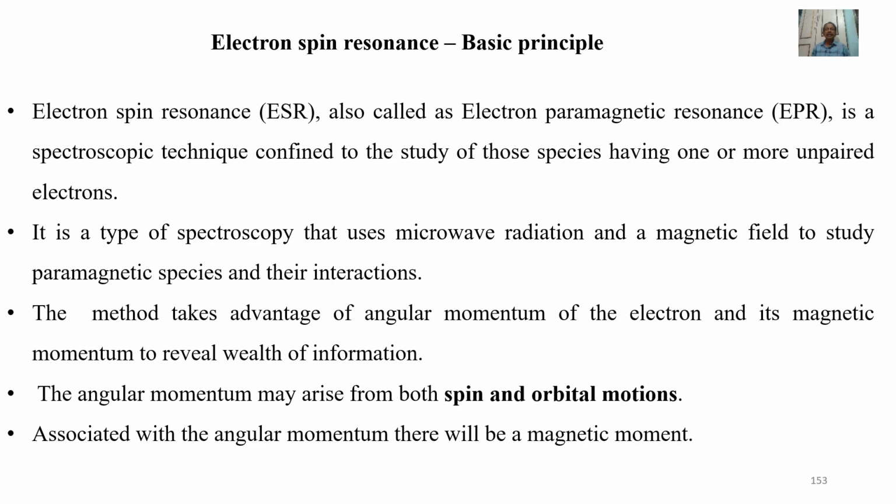Let us learn electron spin resonance (ESR) and its basic principle. Electron spin resonance, or electron paramagnetic resonance (EPR), or electron magnetic resonance (EMR). ESR detects transitions between energy levels of unpaired electrons. It uses microwaves and a magnetic field to induce transitions.